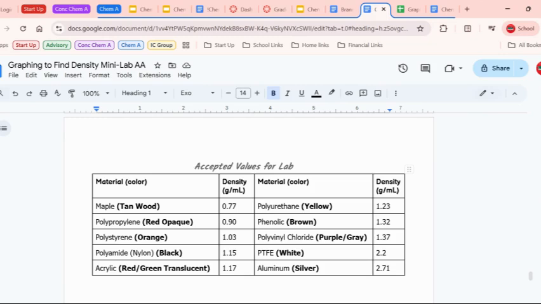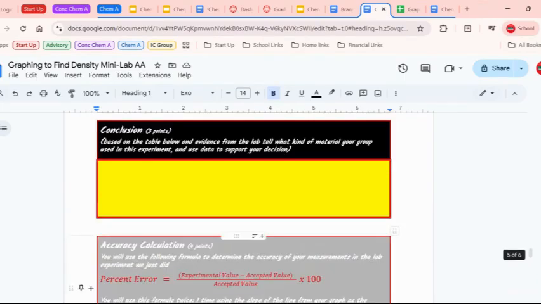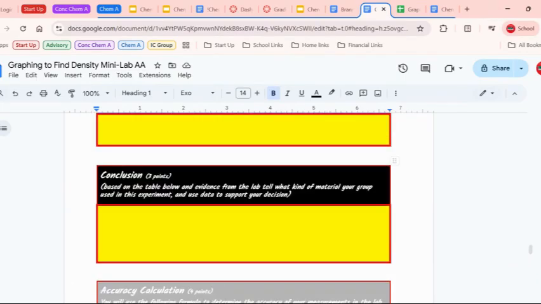And the reason we asked you to look at the color was so that you could tell what the substance would be. So for your sample, ladies and gentlemen, it was this one right here because it was white. So in your conclusion, you need to tell me what the type of material was. Then you need to use data to support your decision.